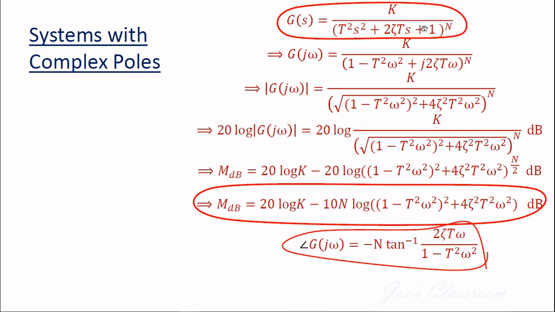So for this transfer function, which is written in time constant form, the corresponding magnitude expression is this, and the angle expression is this. So with these two expressions, I can sketch the exact magnitude plot and the phase plot. However, now let us examine whether I can approximate these expressions to get simplified magnitude plots.